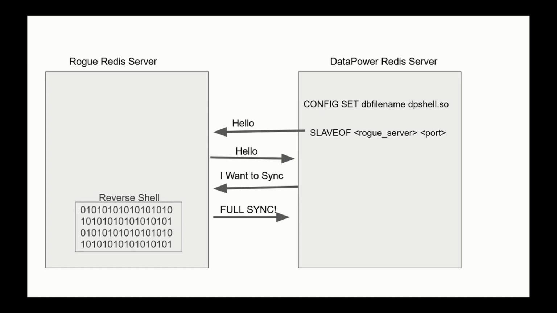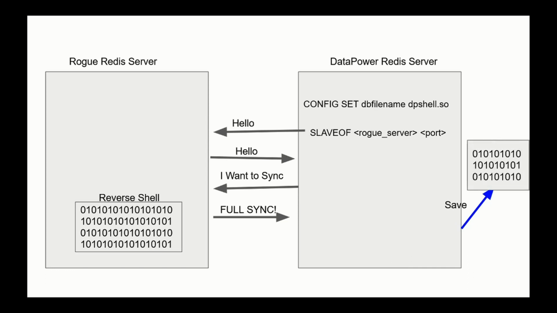However, instead of actually sending the database, the rogue server sends some shell code, which in this case is an executable file that can be used to mount a reverse connection and access the underlying operating system. The rogue Redis server then saves that directly in the file name that we specified, dpshell.so. SO in this case being a shared object which can then be loaded back into Redis.